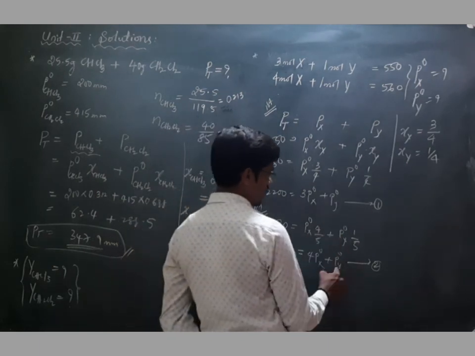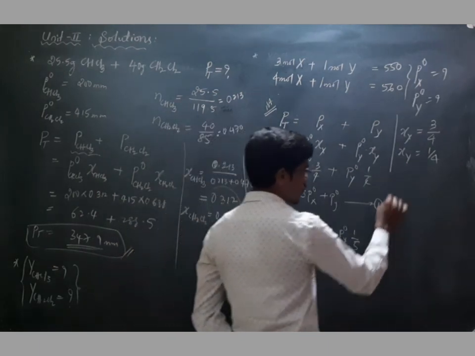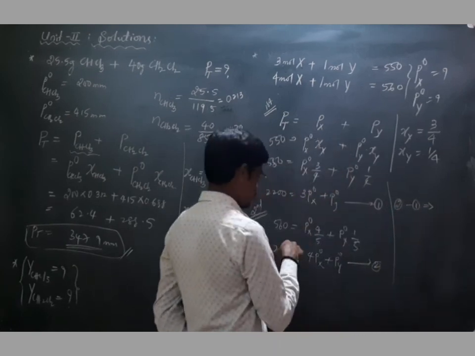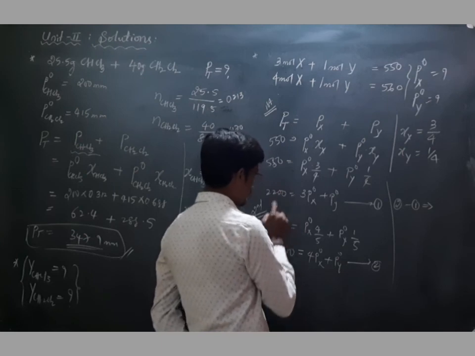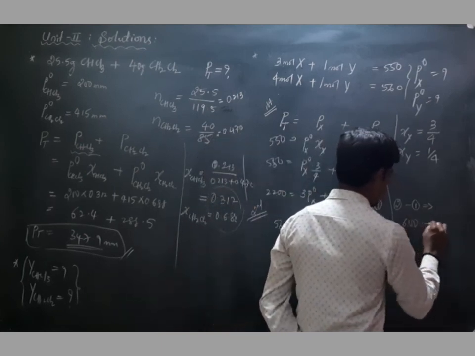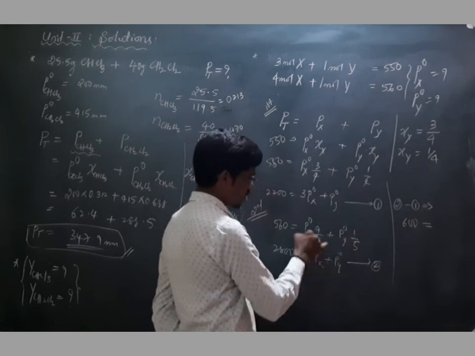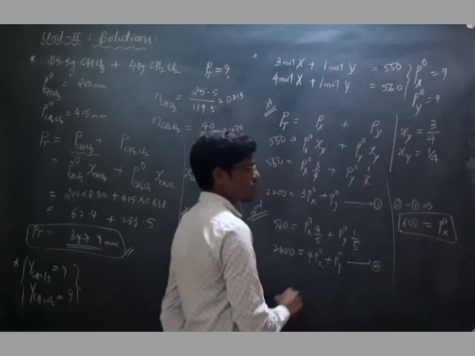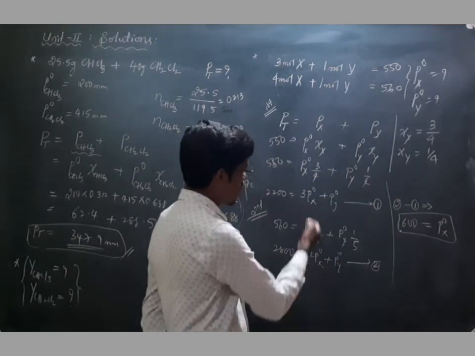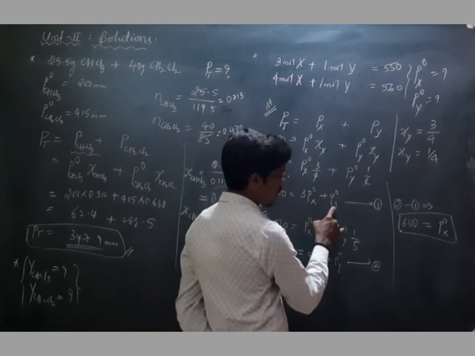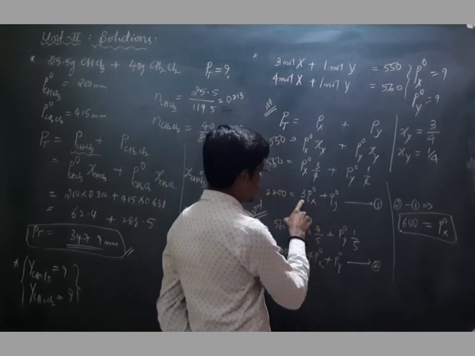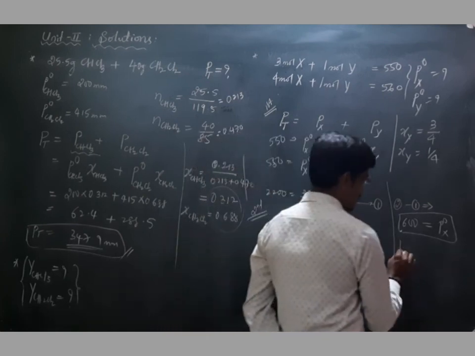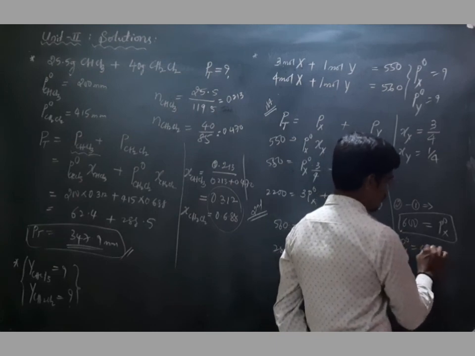In both cases, the coefficient of P naught Y is 1. Equation 2 minus equation 1 gives 2800 minus 2200, that is 600, is equal to, P naught Y gets cancelled, 4 minus 3, so P naught X value is 600. Now substitute that P naught X value in any one of the expressions to find P naught Y. So 3 into 600 is 1800, and 2200 minus 1800 is 400. Yes, P naught Y is equal to 400.